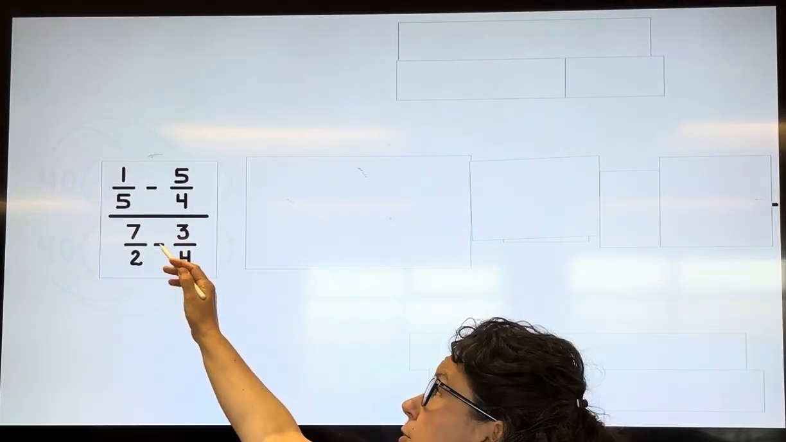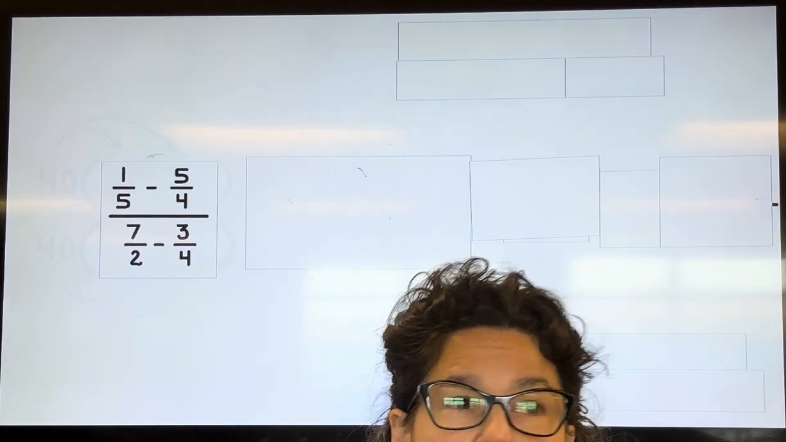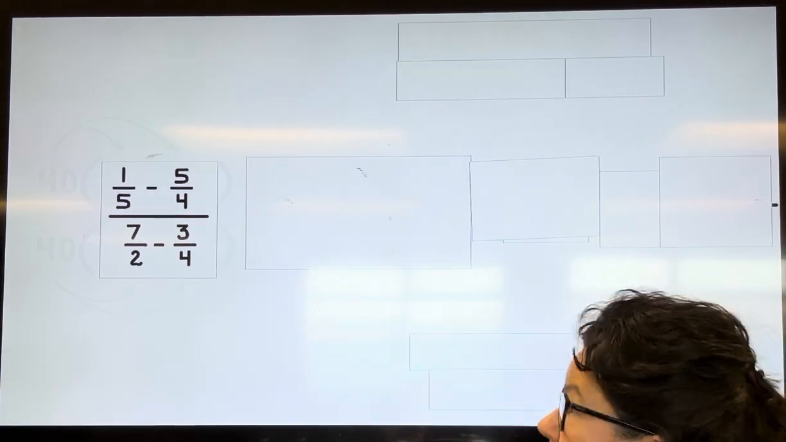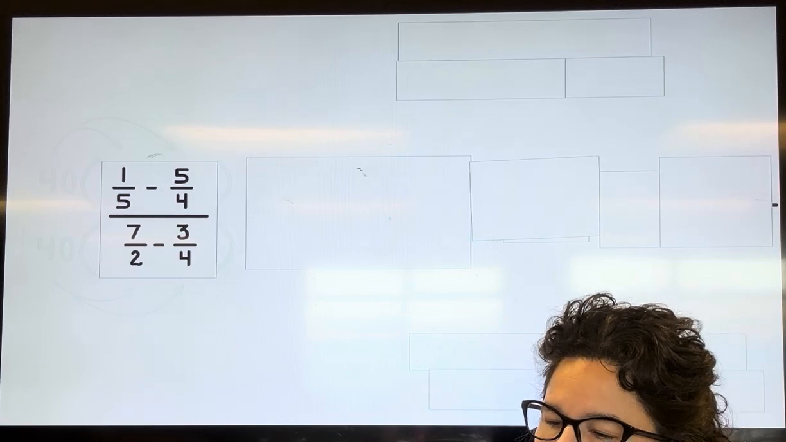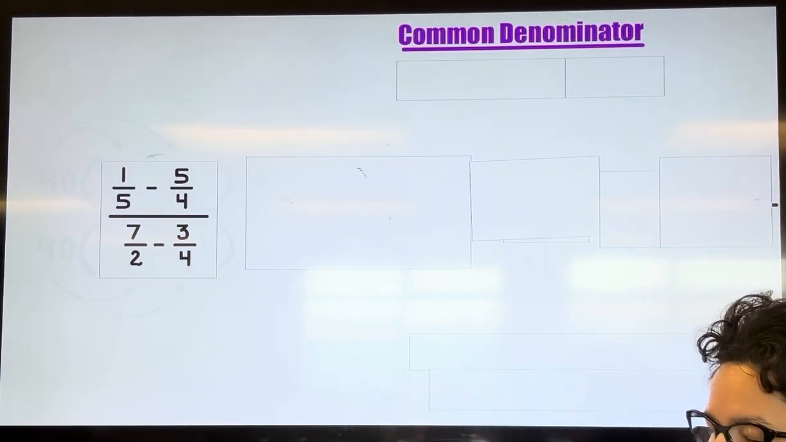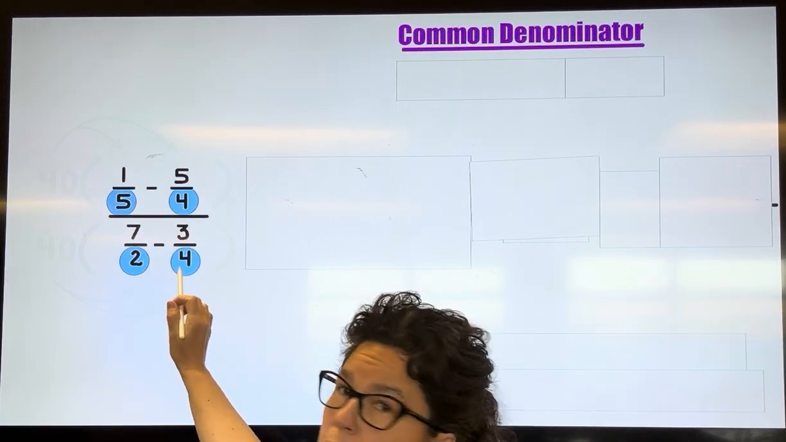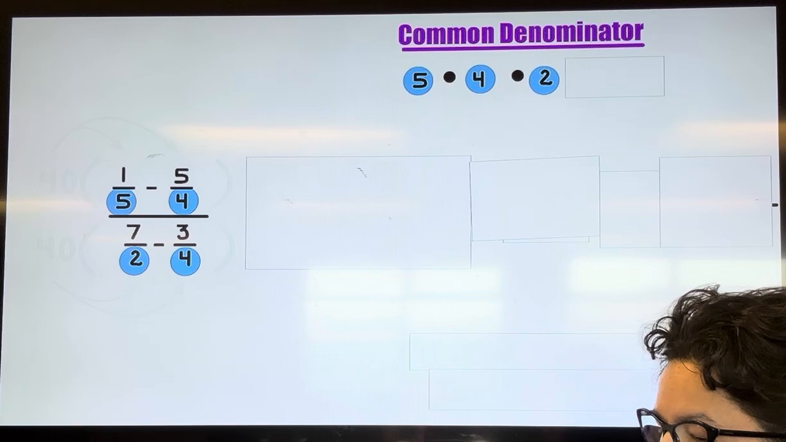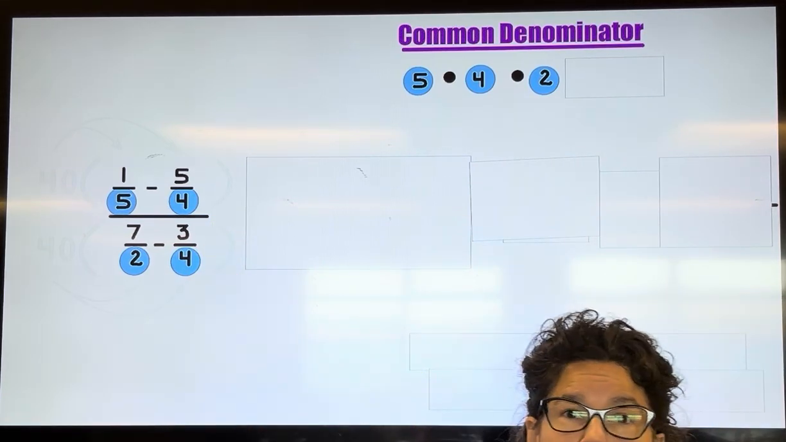A shortcut for simplifying this is to take a look at all the mini denominators, for lack of a better word, in these fractions within a fraction, and find a common denominator. So my mini denominators here are 5, 4, 2, and 4. I'm going to come over here and just write out the denominators 5, 4, and 2. I'm not going to use the duplicate.